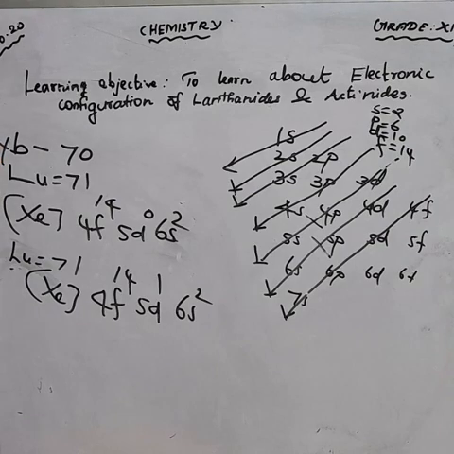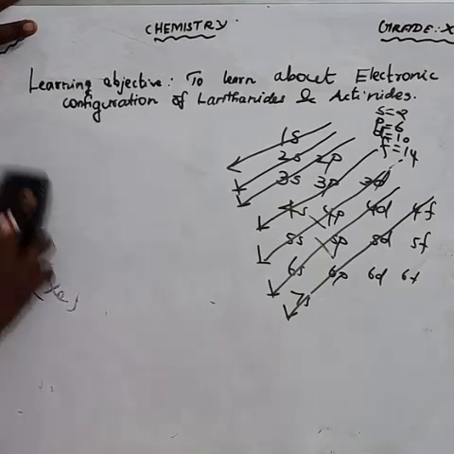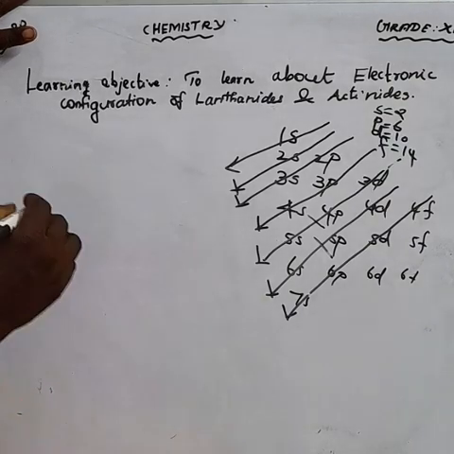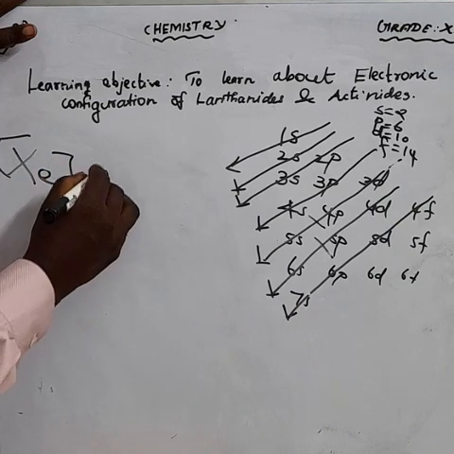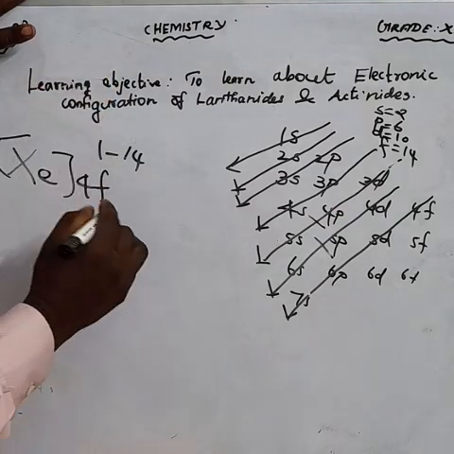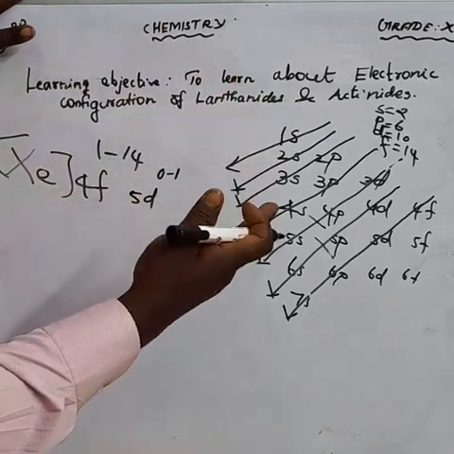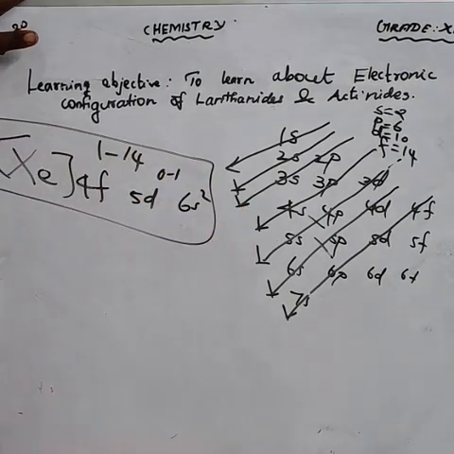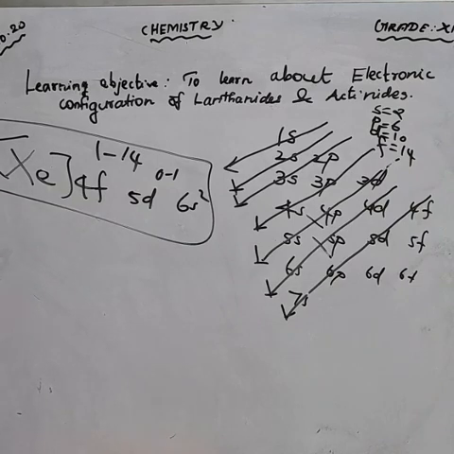Similarly, we can write the configuration. What is the general electronic configuration of f block elements? Only for the lanthanide series, the 4F series, it can be written as Xe 4F 1 to 14, 5D 0 to 1, and 6s2. This is the general electronic configuration of the lanthanides or lanthanum series.